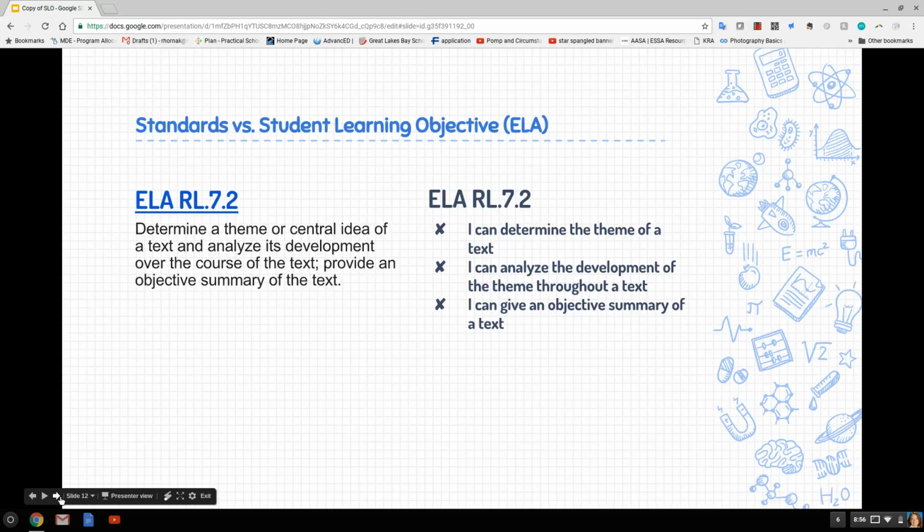Here's another example with ELA. Determine a theme or central idea of a text and analyze its development over the course of the text. Provide an objective summary of the text. Once again, broken down, but simply put I can in front of it. These actually were taken from Teachers Pay Teachers. So as your teachers go through this process or as you instruct them through this process, just be leery of some of the poorly written learning targets for student learning objectives that are out there.